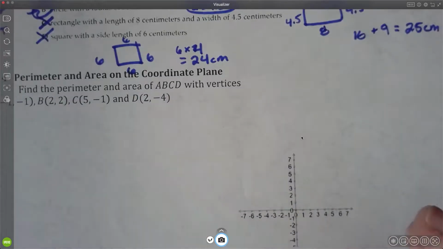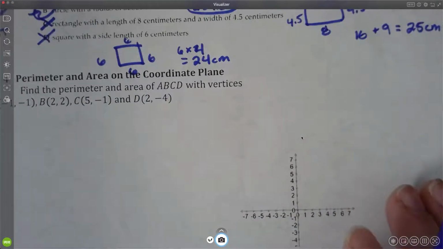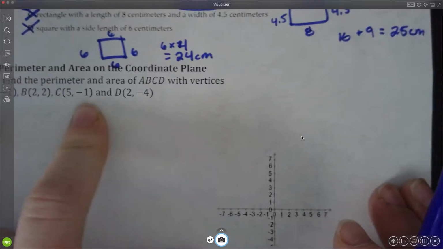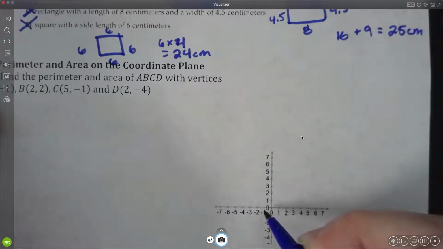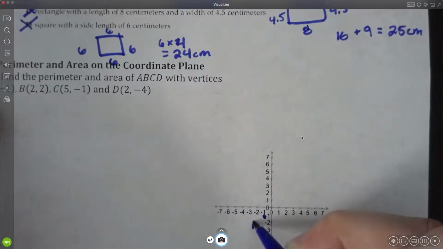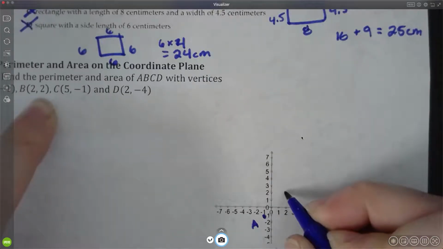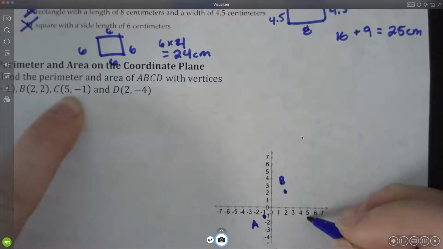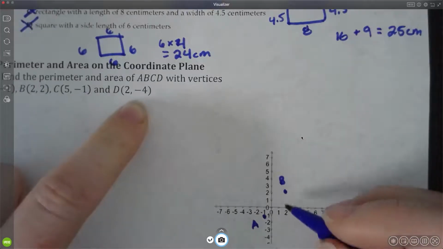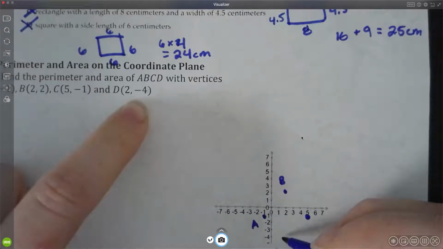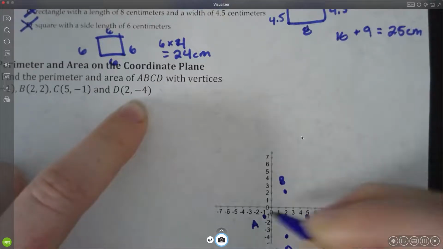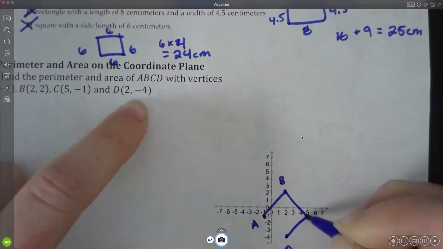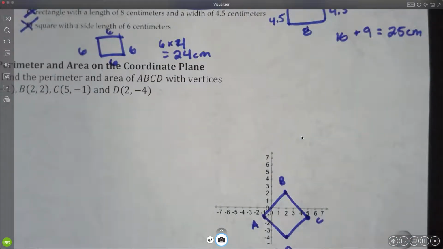Find the perimeter and area of ABCD with vertices, and I want to know A is at -1, -1. B is at 2, 2. C is at 5, -1, and D is at 2, -4. So here's what it looks like. It looks like maybe it is a square, but we'll have to find out for sure.